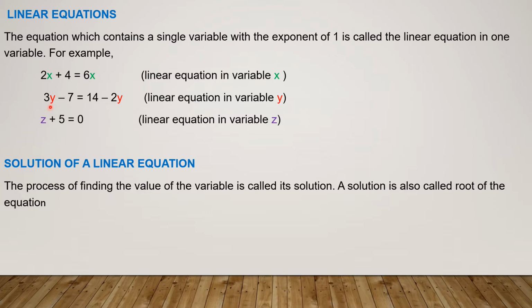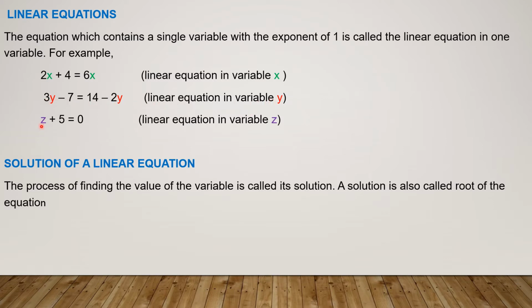See the next equation, 3y minus 7 is equal to 14 minus 2y. Again students, see which variable is involved over here. Yes, the variable involved in this equation is y. Here we have y, and also here we have y. Now look at the exponent of y. No exponent is written over here, means there is exponent 1. So only one variable is involved in this equation with exponent 1. That's why this equation is called linear equation in variable y.